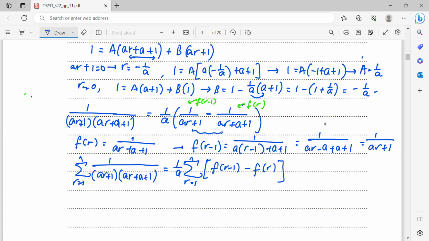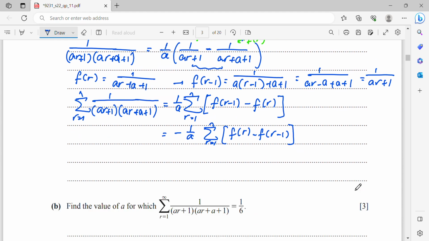Okay, so now I may factorize a negative from the bracket. So I will get negative 1 over A summation r from 1 to n, then f(r) minus f(r minus 1). Okay, so now based on the method of difference, I need to substitute n into the first term, the first r, and r equals 1 into the second term.